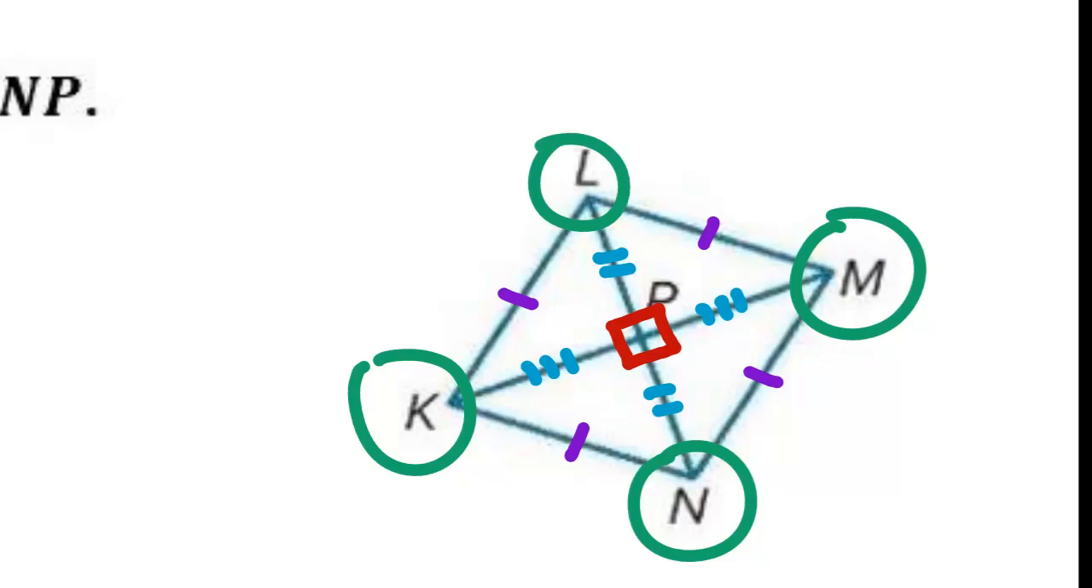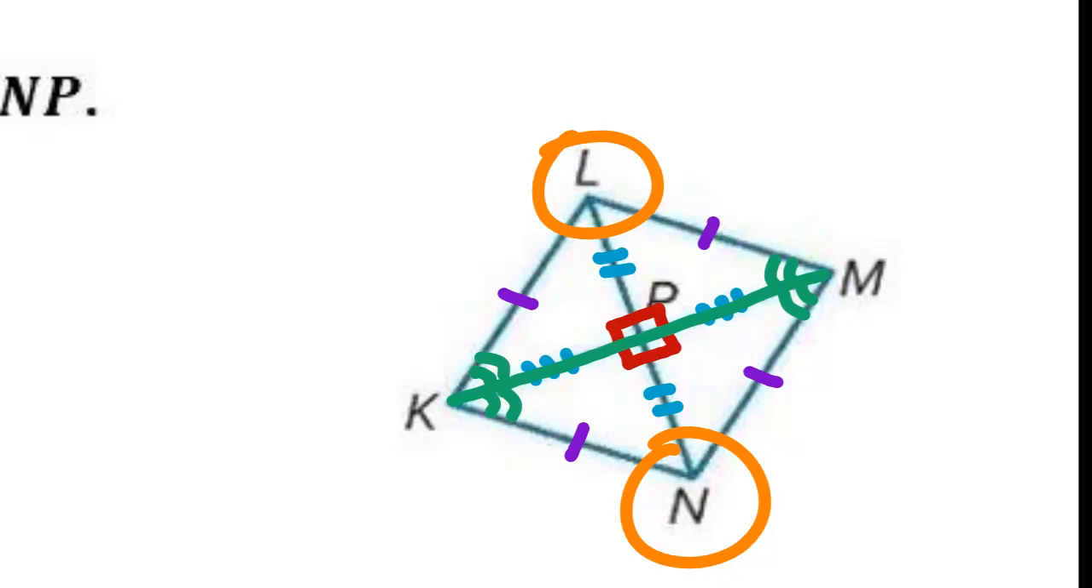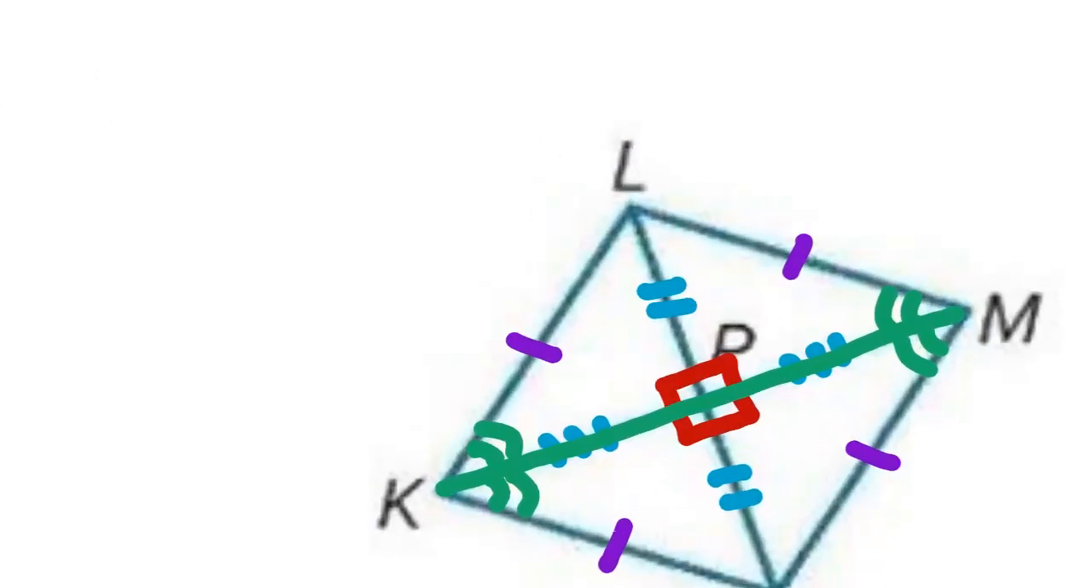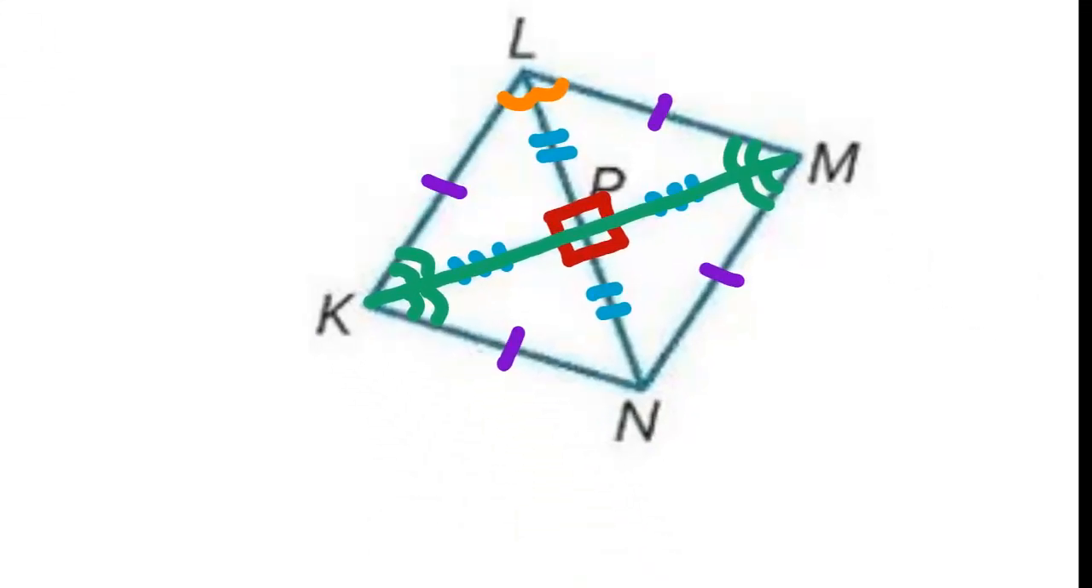I noticed that K and M both have this diagonal going through them, right? They share the same diagonal. What is that diagonal doing to angle K and angle M? Bisecting it. So LKP is congruent to NKP, and LPM is congruent to NPM. And then that would mean what about L and N? They're also being bisected. So KLP is congruent to MLP, and KNP is congruent to MNP.